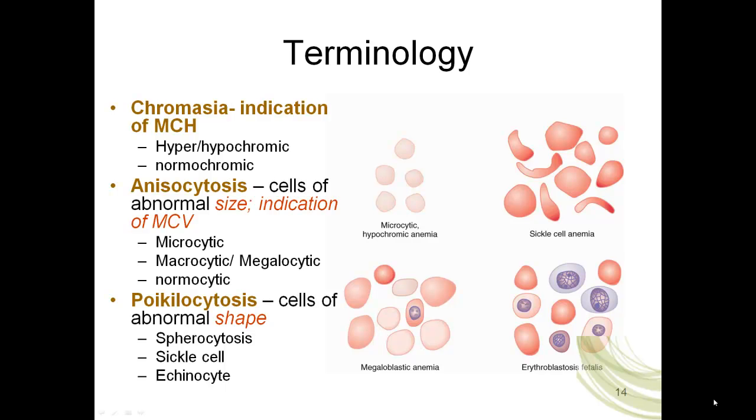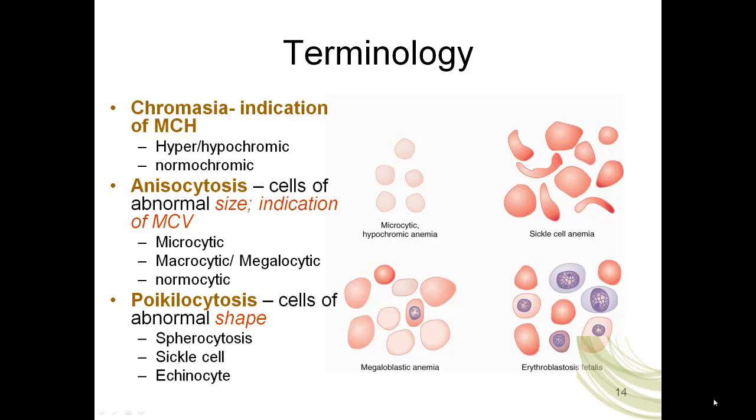Poikilocytosis refers to the shape of the red blood cells. Are they normal in shape, or do they have abnormal shape? So sickle cell anemia, shown in the top right picture, you can see the cells have a half moon kind of crescent shape to them. That is the sickle cell shape, and that's a type of poikilocytosis.